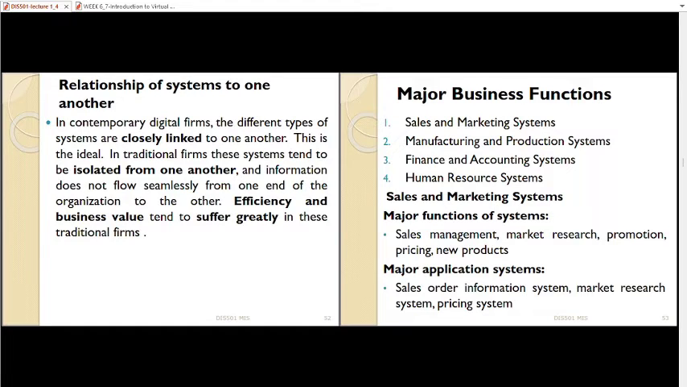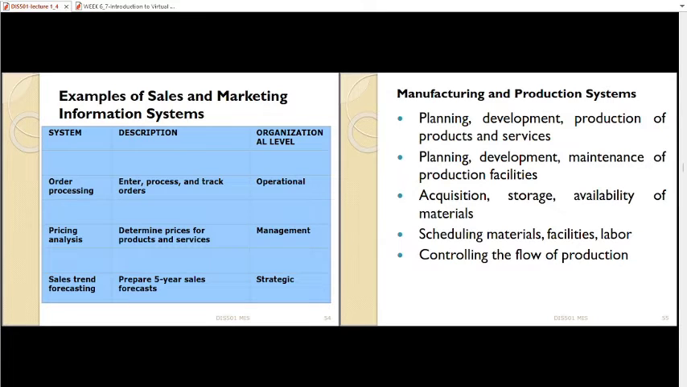So we have different functions within the organizations that would require support of such kind of systems. We could have sales, manufacturing, finance, human resource, as many different functions or departments as you can think about. They all need the support of these information systems that we are talking about. And there is an example given here of sales and marketing IS. What would you expect there?